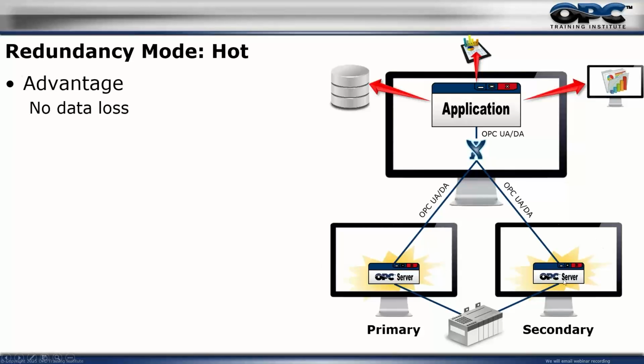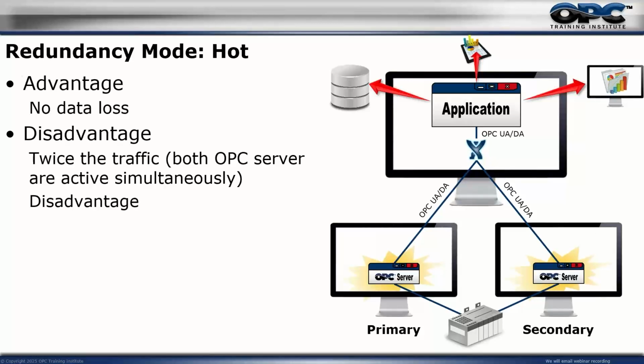If one of them fails, well, you're still getting data from the second. There is absolutely no data loss. The disadvantage is that both of these OPC servers are actually getting data from the PLC. Sometimes the PLC can't handle it. Sometimes it's not advisable. Maybe your architecture doesn't support it. But if it does, then hot redundancy is particularly good.